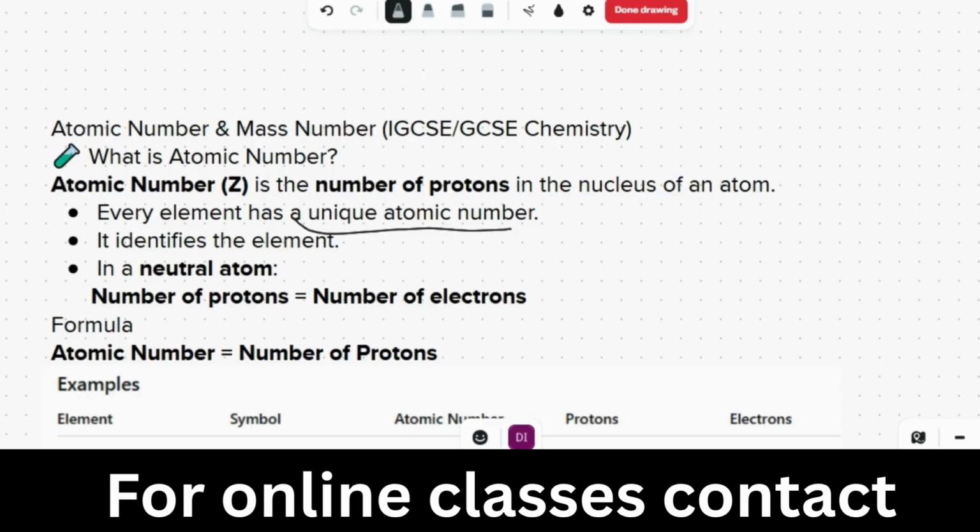It helps us to identify the element. In neutral atoms, so if there is no positive or negative charge, the number of protons is equal to the number of electrons. The formula is: atomic number is simply equal to the number of protons.